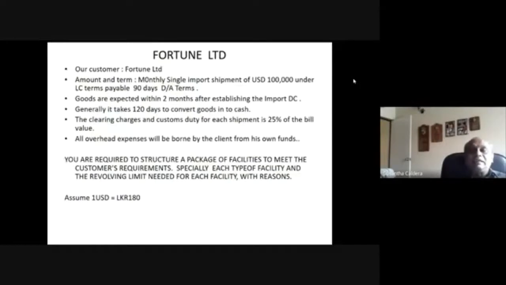LC 90 days DA terms. 90 days DA terms. So once you receive the document, you have to settle the bill on the 90th day. You have to settle the bills on the 90th day.